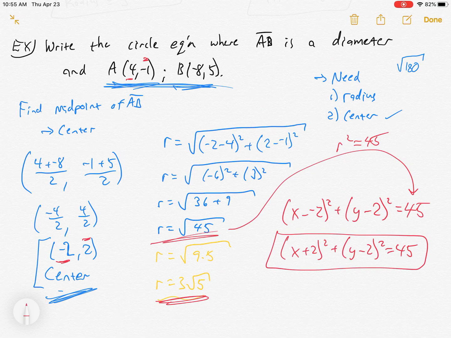That's a really nice problem though. You have to think a little bit. They didn't say use midpoint. They didn't say use distance formula, but you need them both. I strongly encourage you to find the radius first, and then find the midpoint.